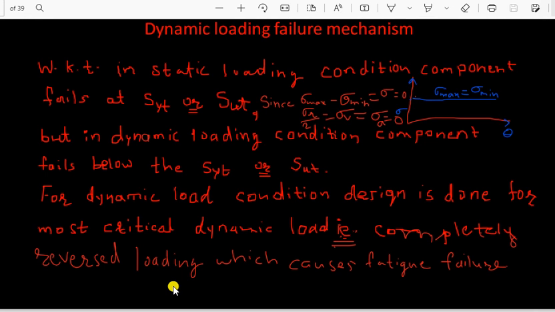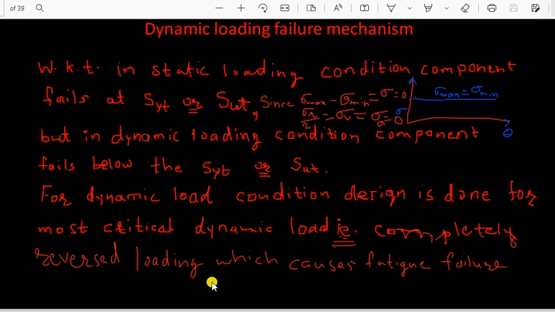Welcome friends. In the previous lecture we have seen the dynamic loading and the mechanism of failure due to the dynamic loading. In today's lecture we are going to discuss the remaining portion and also we will discuss the four different failure theories under dynamic loading condition.